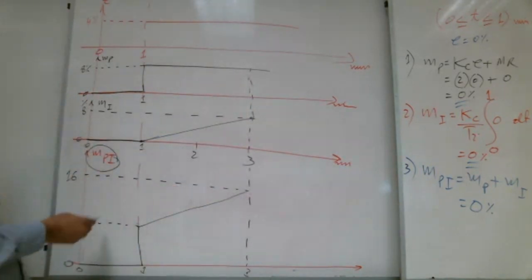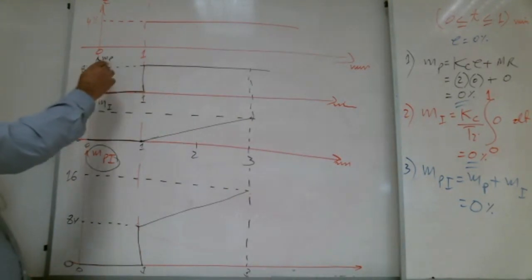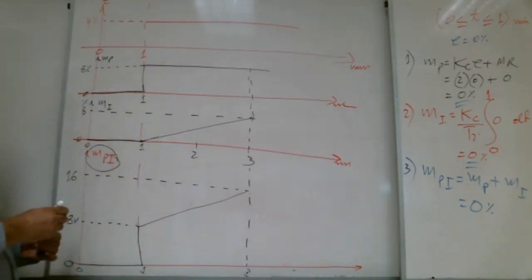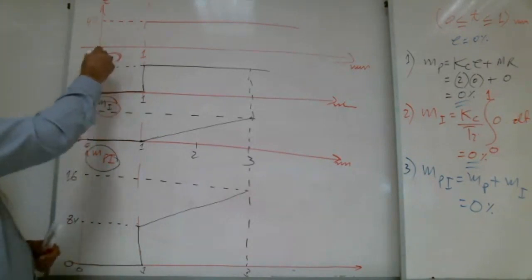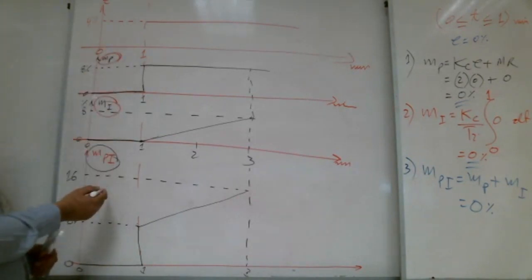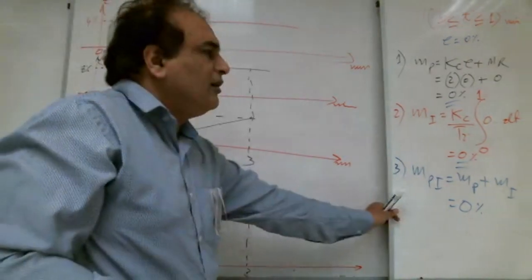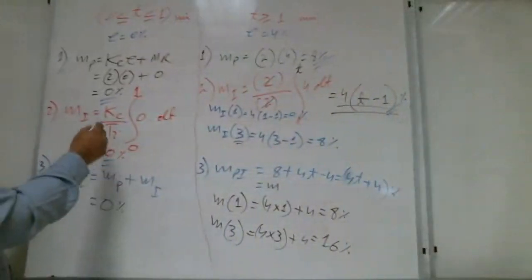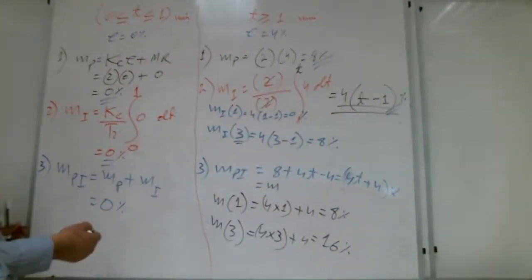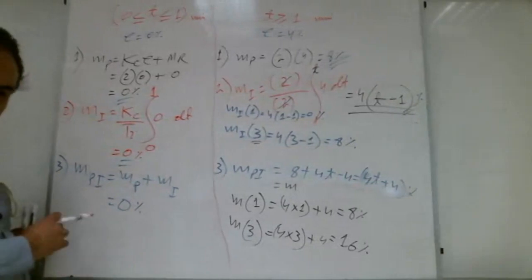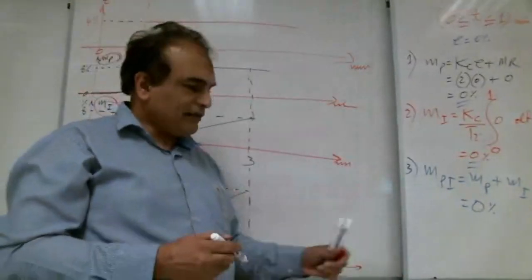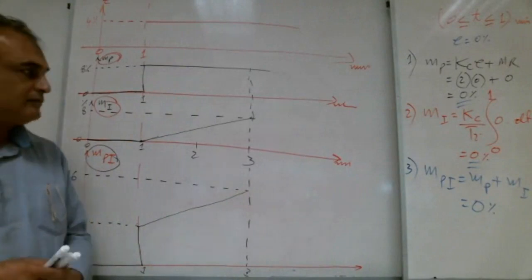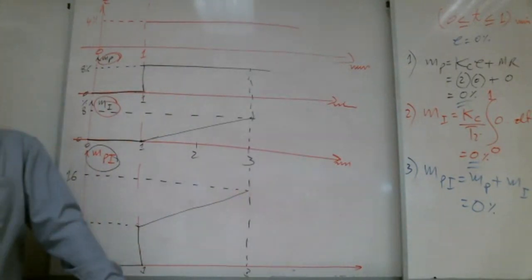So you can add both MP and MI and you can get MPI. Or from here, you can add and put the values. Whichever way you like, you can go both ways. Any question up to here?